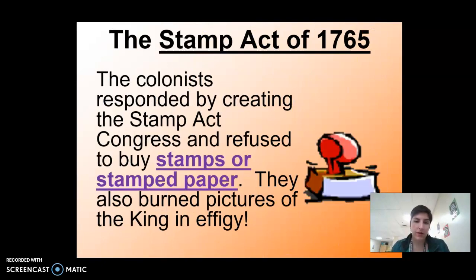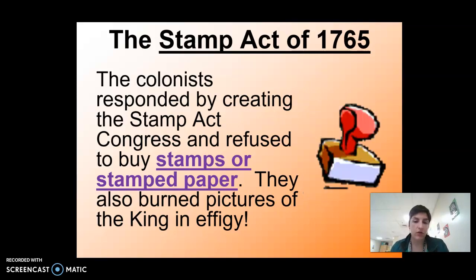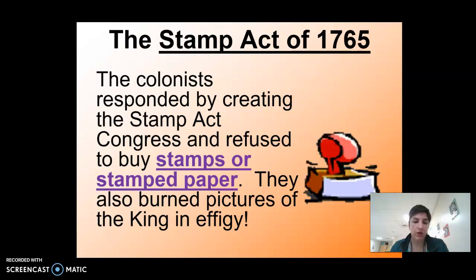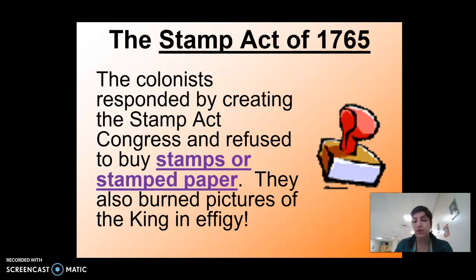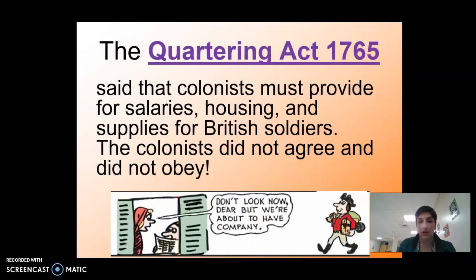The Stamp Act of 1765. The colonists responded by creating the Stamp Act Congress and refused to buy stamps or stamped paper. They also burned pictures of the king in effigy. So they basically started to protest, and they also decided to boycott and not buy any of these items that they were going to be taxed on.